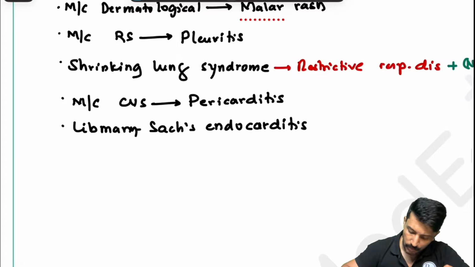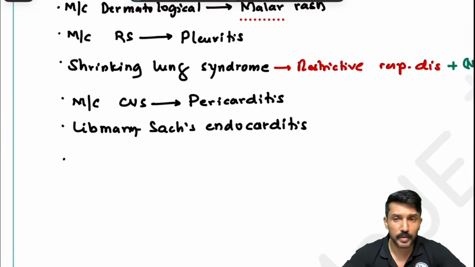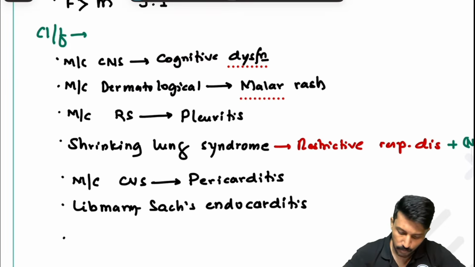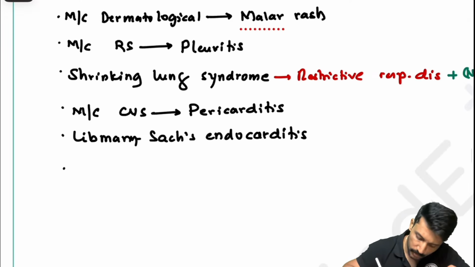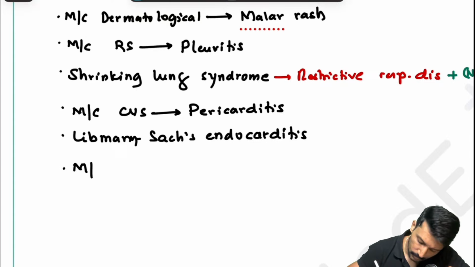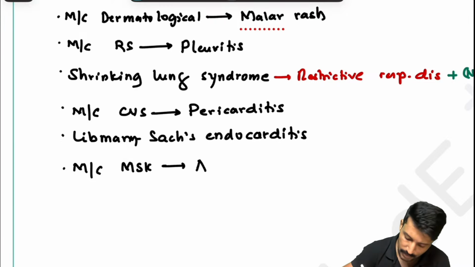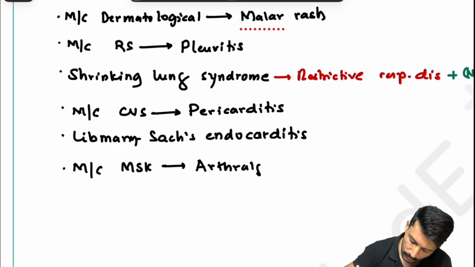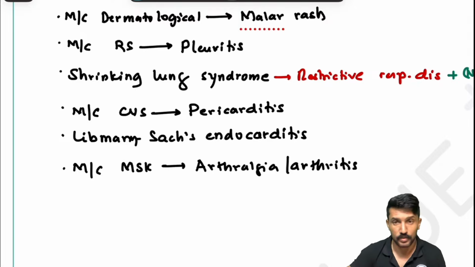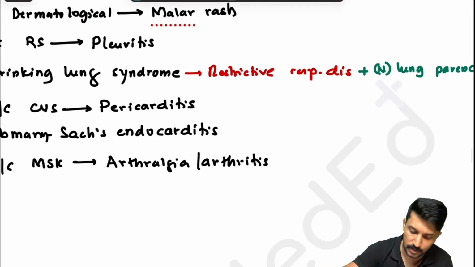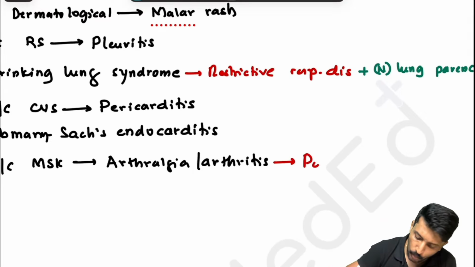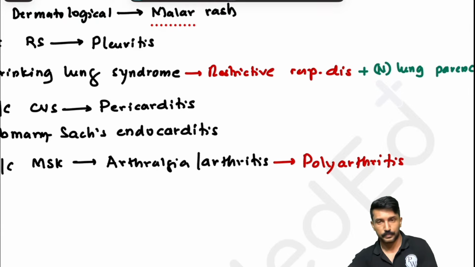They will also ask you what is the most common. Okay, let us see what all we have missed. Most common musculoskeletal manifestation. Most common musculoskeletal manifestation is arthralgia followed by arthritis. Arthralgia and arthritis. And when we are talking about arthritis, you know, there are different types: polyarthritis, monoarthritis. So this actually causes polyarthritis, just like rheumatoid arthritis, which causes polyarthritis.